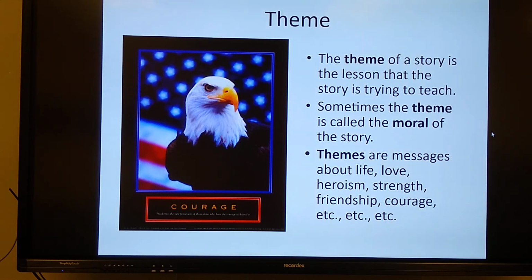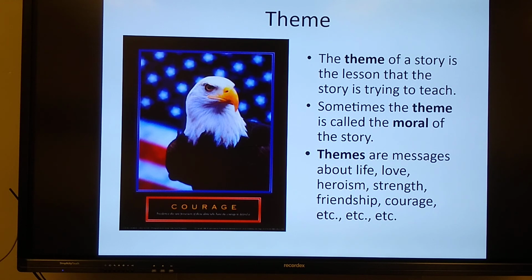Theme. The theme of the story is the lesson that the story is trying to teach. Sometimes the theme is called the moral of the story. Themes are messages about life, love, heroism, strength, friendship, courage, etc. So the theme of the story, or the theme of the passage, is basically what the story is trying to teach you. And sometimes it's called the moral of the story.